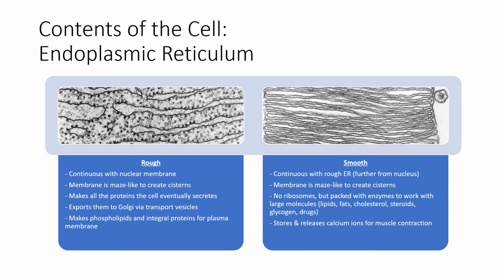Another really important function of smooth ER is that it stores calcium ions and releases calcium ions for the purposes of muscle contraction. When we talk about muscle contraction at a molecular level later on, and we will in obnoxious detail, we're going to talk about the movement of calcium ions. When you think, where do those calcium ions come from? On an immediate basis, they come from within that same muscle cell's smooth endoplasmic reticulum.